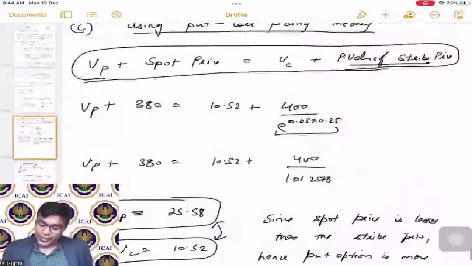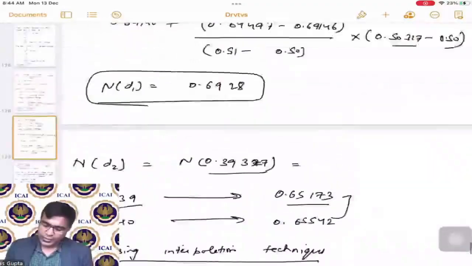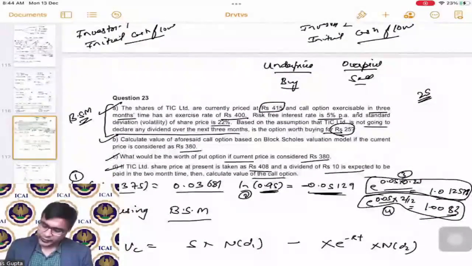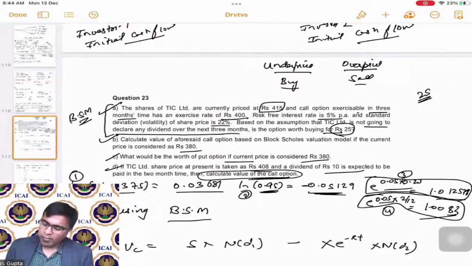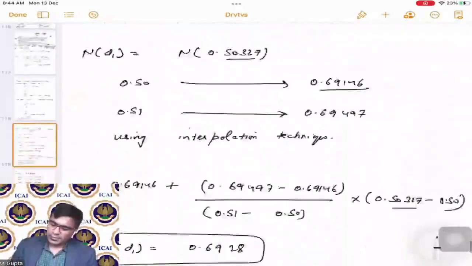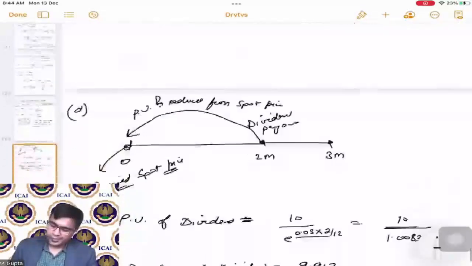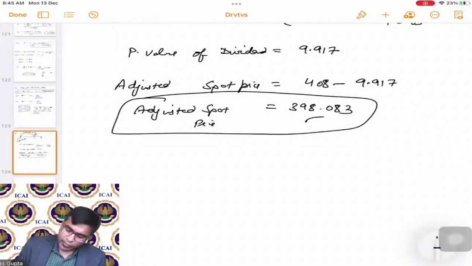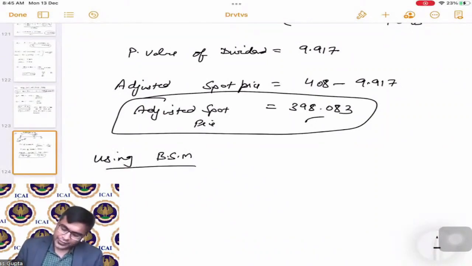Now, what value we have to calculate, whether value of call or value of put? Let us go back and check it once. They are saying then calculate the value of call option. Correct? Using the Black-Scholes model again, first we have to calculate the D1.